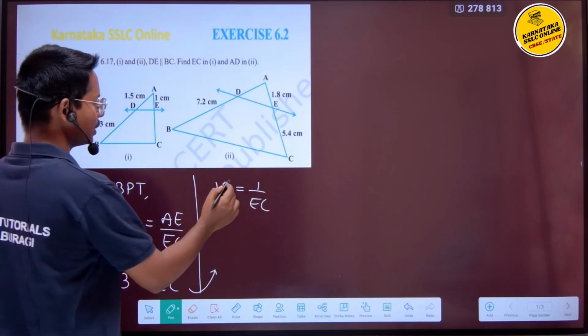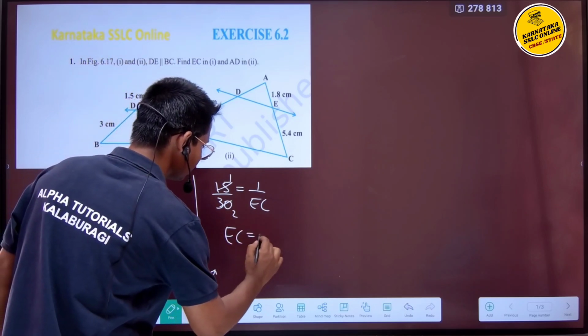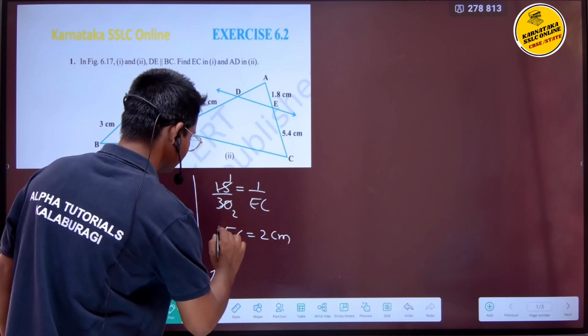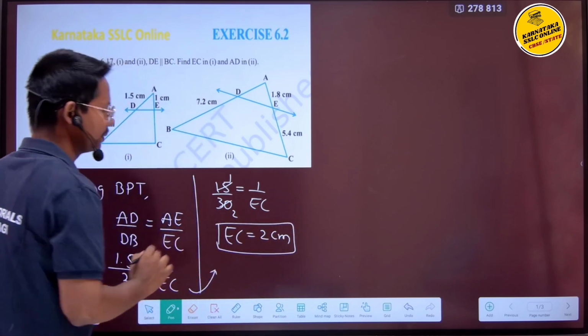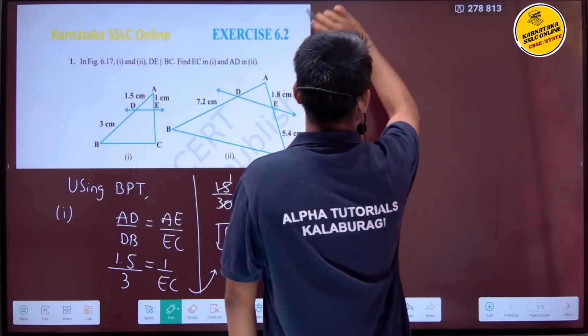Correct? So it is 15 times 1, 15 times 2. Cross multiply, you will get EC equal to 2 centimeter. Correct? EC equal to 2 centimeter. Simple. Similarly, we'll use BPT for the second figure.